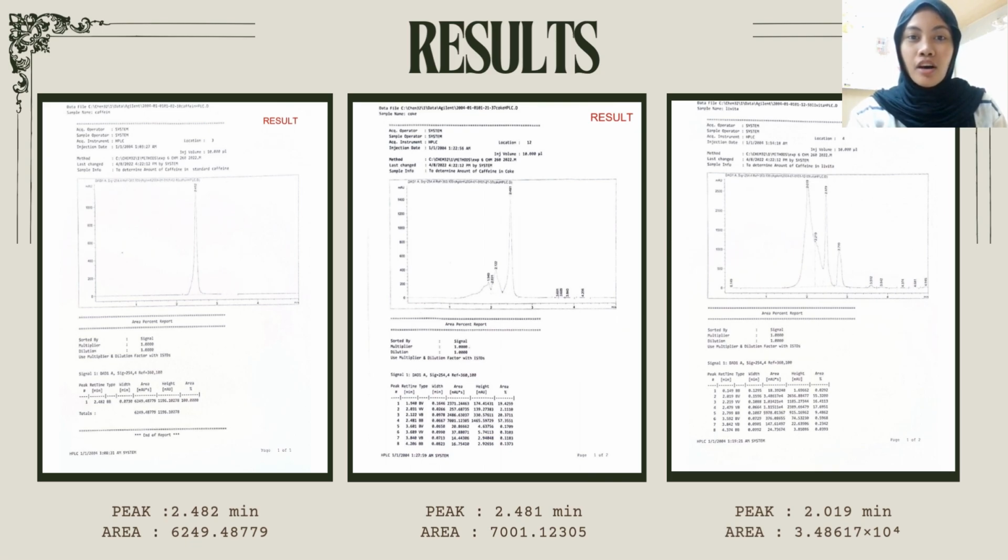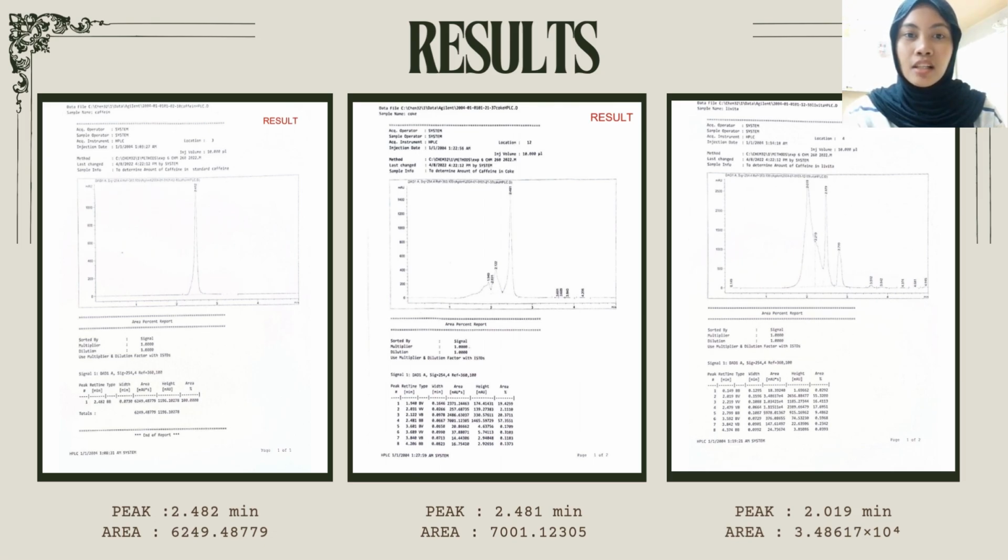Hi, my name is Nur Farhana and I will continue with the HPLC area percentage report analysis for different samples. All of the samples have the same wavelength of 254 nanometers and a reference wavelength of 360 nanometers. Let's see the first sample, which is standard caffeine. This report suggests that only one compound was detected in the sample, eluting at 2.482 minutes. Since its area accounts for 100% of the total, it represents the entire chromatographic signal for this sample with the total peak area at 6249.48 mAU.